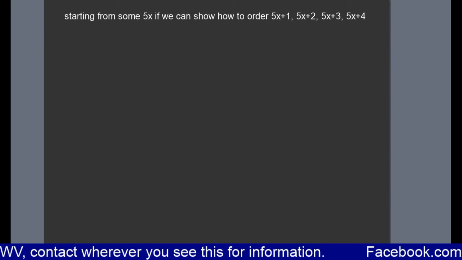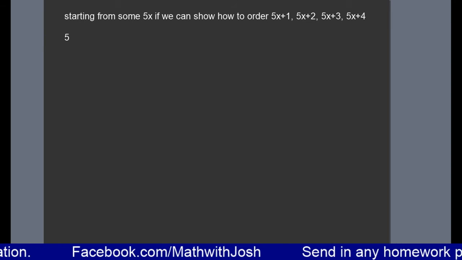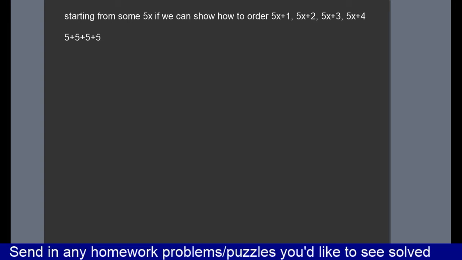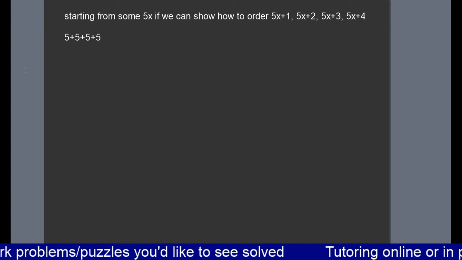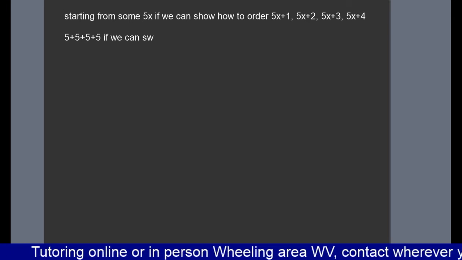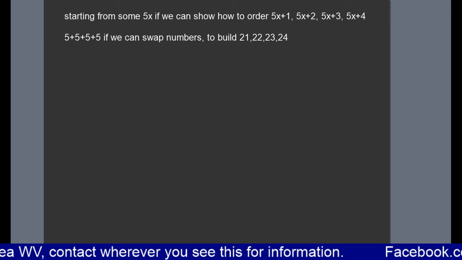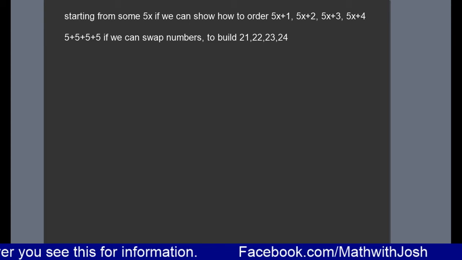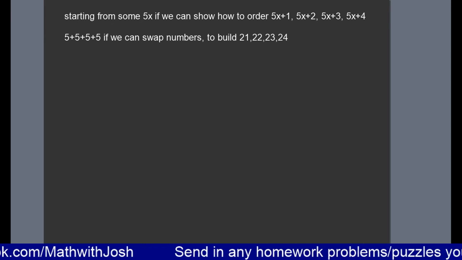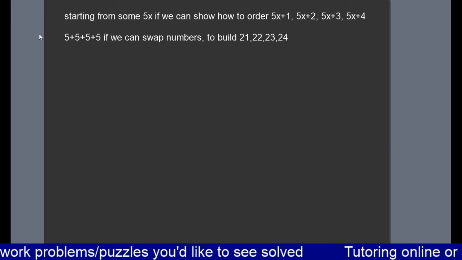And what I mean is, let's imagine we're at some big number of 5s. So we'll use 20, because this is my first guess that 20 might be able to work. So let's say we start at the number 20, which is 5 plus 5 plus 5 plus 5. If we can swap numbers to build 21, 22, 23, and 24, 25 will just add an extra 5 on, and we can repeat the swapping out process to get 26, 27, 28, 29.